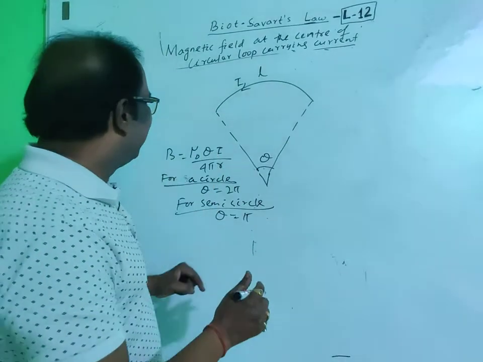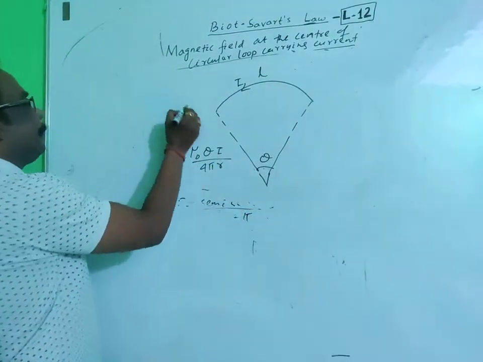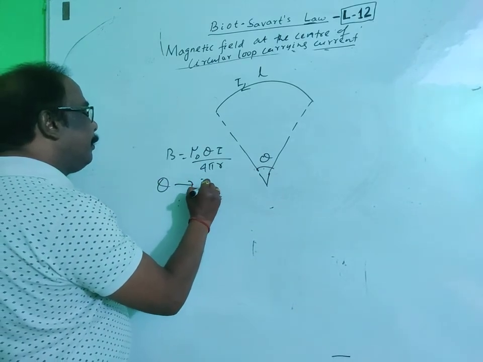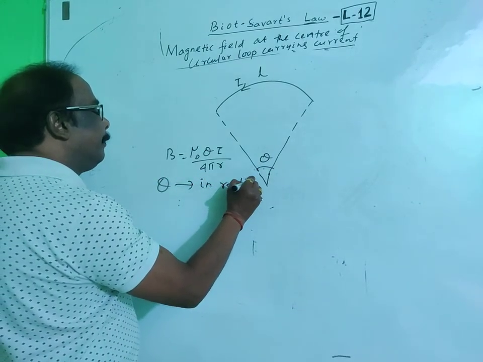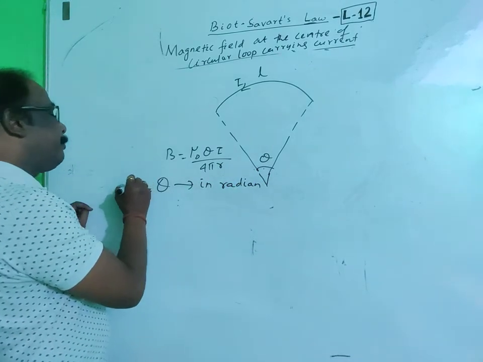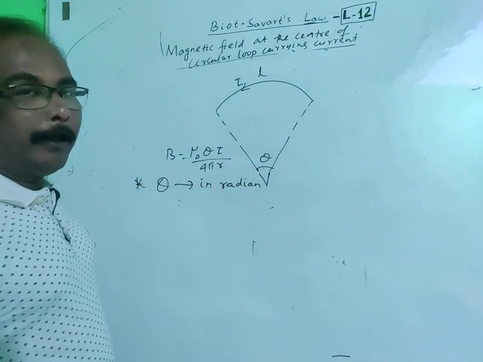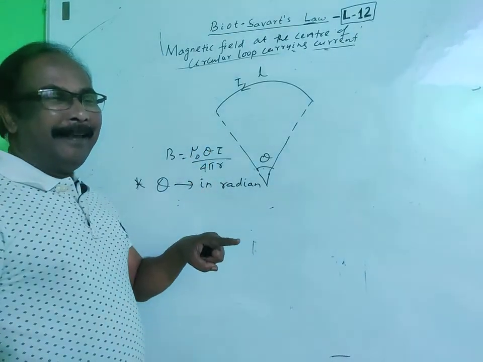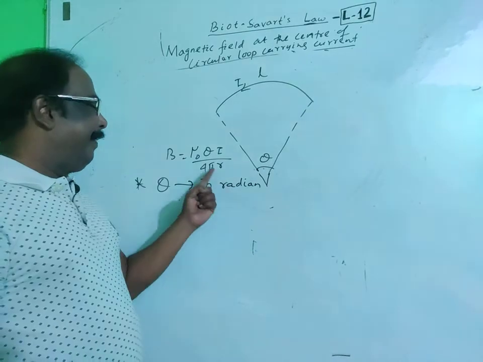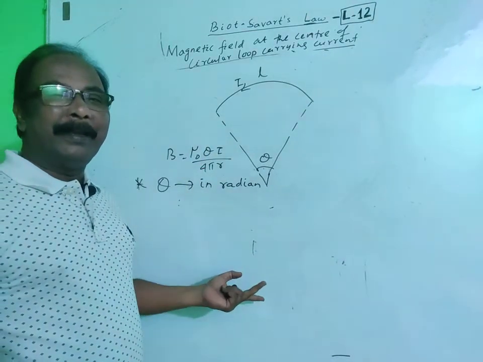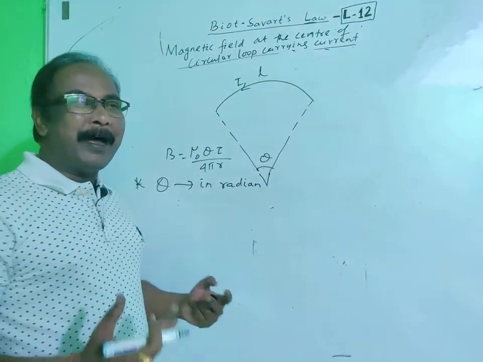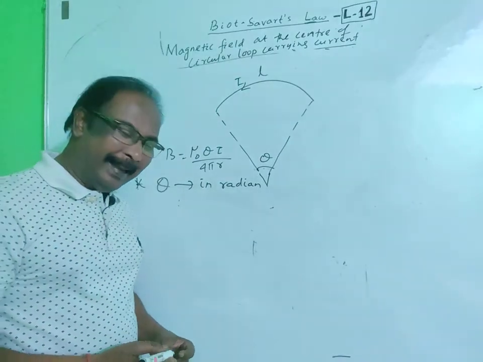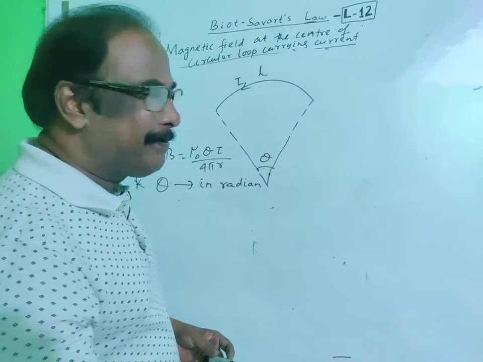But remember, for this formula, theta is taken in radian, not in degree. Very important. Theta is taken in radian, not in degree. Convert angle, if given in degree, to radian, then put here value of theta, you can get your answer. Okay, pi by 2, pi by 4, pi by 6, whatever be the value. Okay, is it correct? Fine.